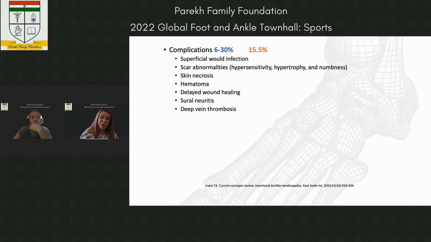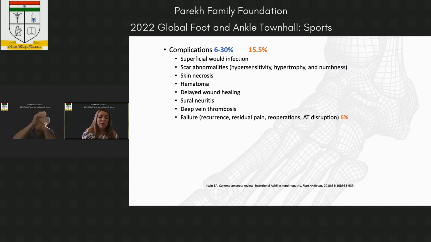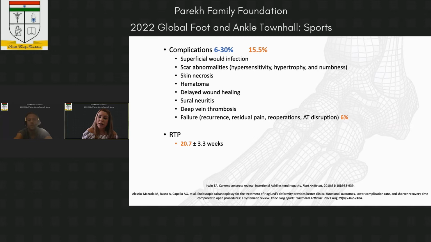Complications are wide ranging. Different literature puts them at between 6 to 45%, but a recent systematic review puts them lower, around 15%. We can have superficial wound infections, scar abnormalities, skin necrosis, hematoma, sural neuritis, or DVT. But we also have failure. Failure is the recurrence of symptoms, residual pain, reoperation, and Achilles tendon disruption, which is pretty high, about 6%. Return to play in normal patients, the weekend warrior types, is about 20.7 weeks.